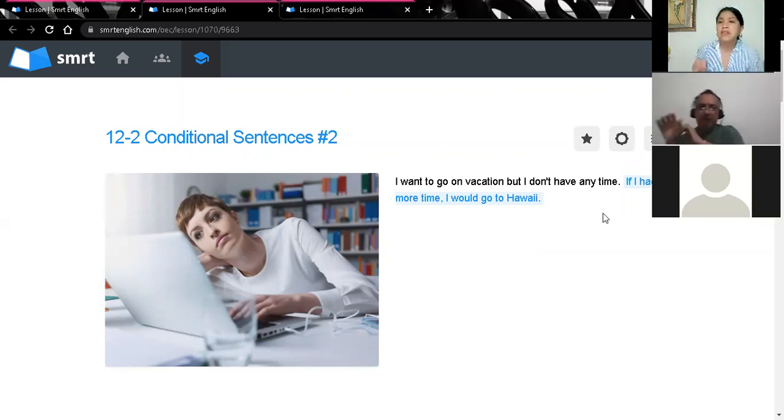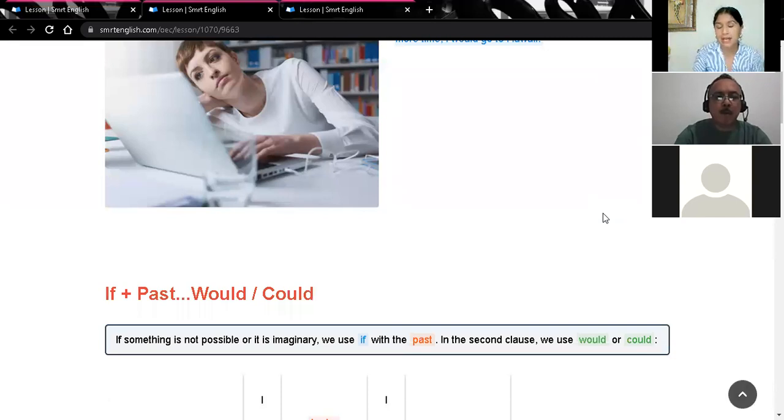So the difference between this conditional and the conditionals we saw last week is that the conditionals of last week were more about probability, things that are possible to happen. For example, if I have time, I will visit you. What does it mean? That if I finish what I'm doing, or if I have the time to go and visit you, I will do it. So it's a possibility. But the difference with this conditional is that this conditional is just imaginative.